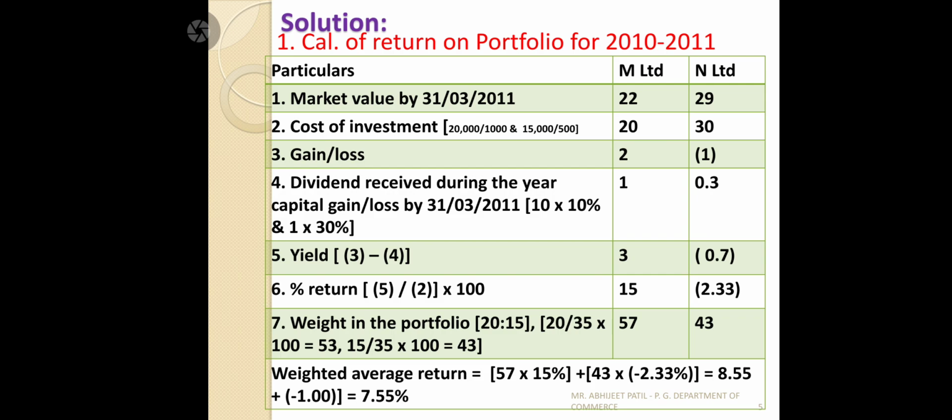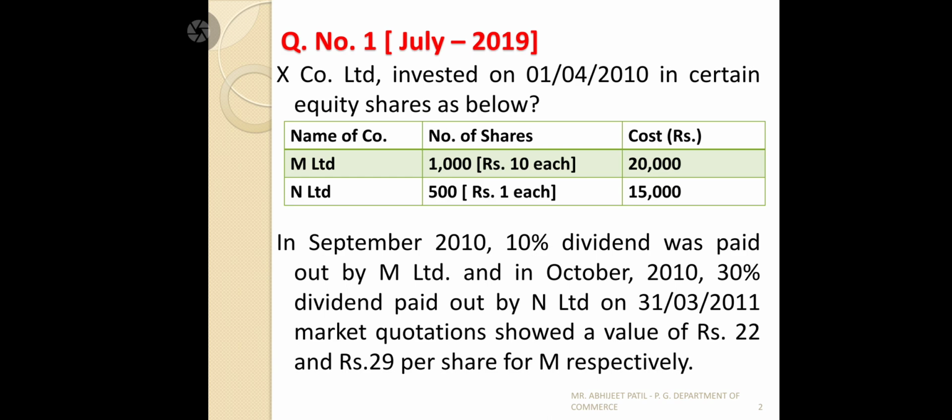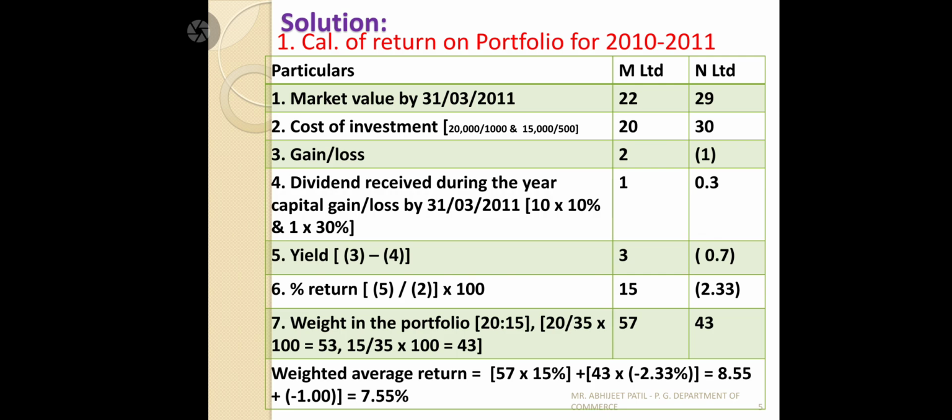First, we should calculate the return for the financial year 2010-11. The market value is given as usual, 22 and 29 at the end of 31st March 2011. At the beginning, when they were purchased, it was 10 and 1. Now we should find the cost of investment. We invested 20,000 in M and purchased 1,000 shares. So what is the value per share? It is 20. The 22 and 29 market prices are per share.